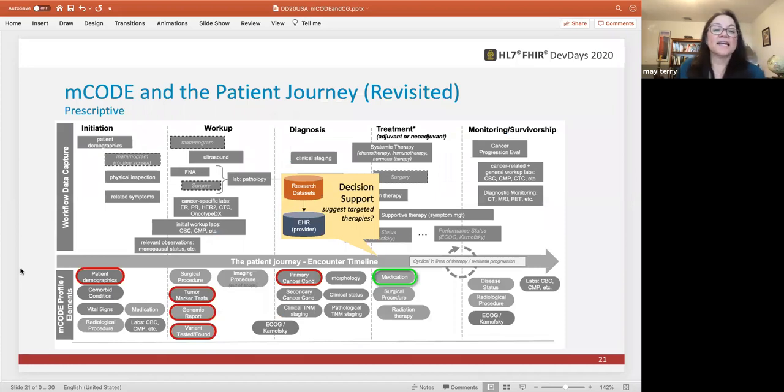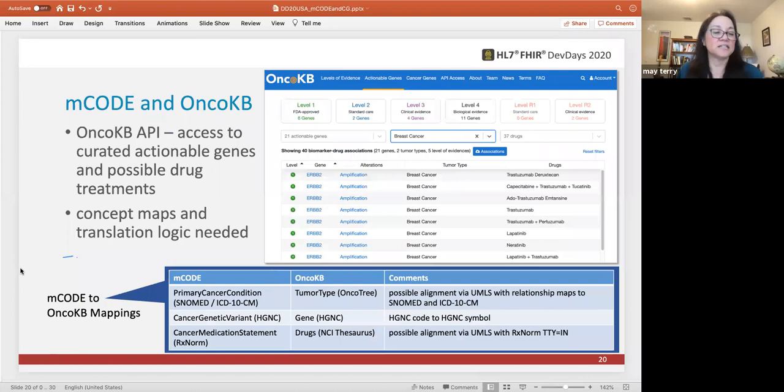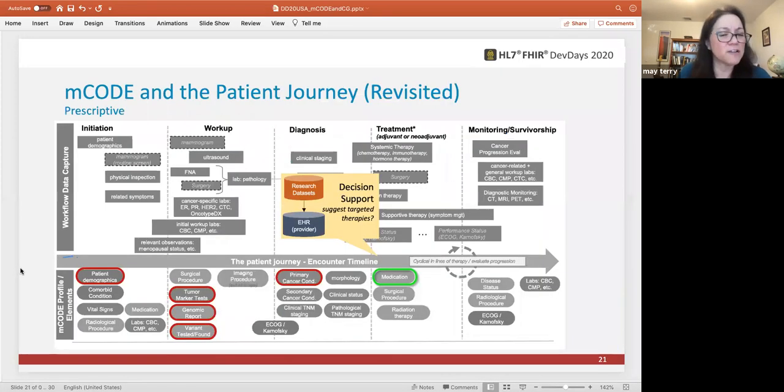So, that kind of leaves a segue for revisiting the slide of mCODE and the patient journey. Again, how would you potentially, if you had, say, an OncoKB type of knowledge base that was available, and you've got this mCODE data that's being captured at the point of care of an EHR, what makes sense, right? At what point would you be grabbing this data, and where does it become timely?